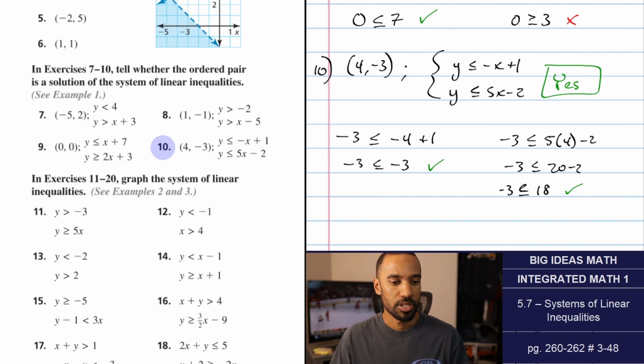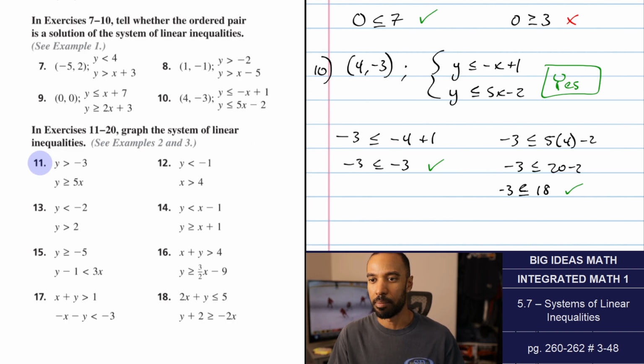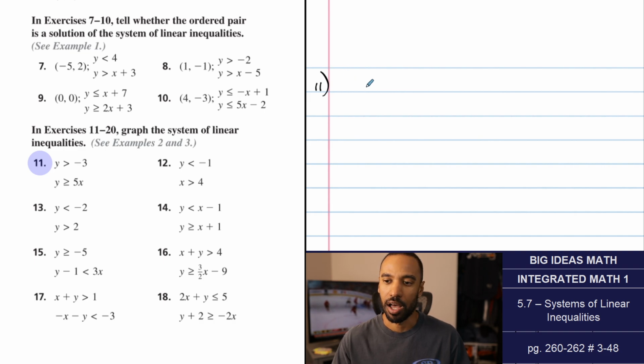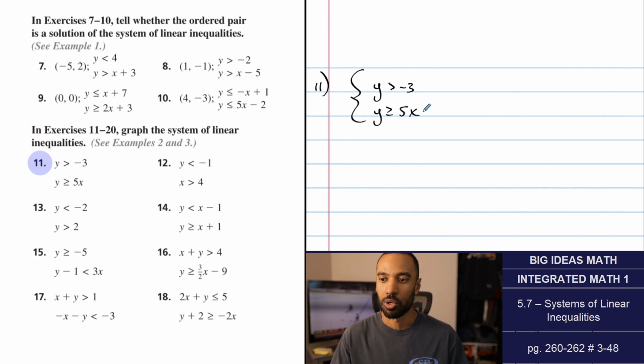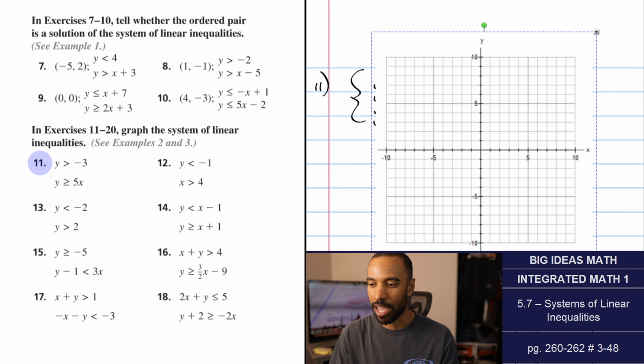Okay. Numbers 11 through 20: graph the system of linear inequalities. This is where I think we make the most money out of our experience, not actual money, but you get wealthy with experience on these kinds of questions. This is where we have to use graph paper as well. So y greater than -3 and y greater than or equal to 5x.